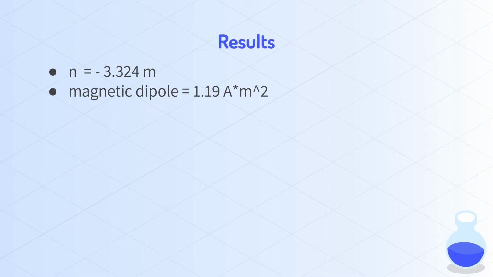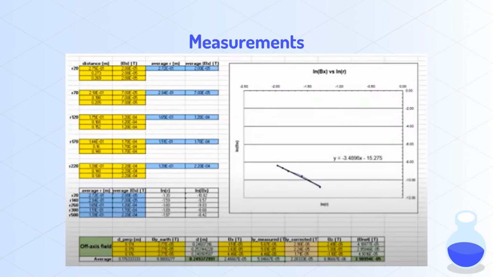Now, for the results of this lab. n was equal to negative 3.324, and the magnetic dipole moment was equal to 1.19 amperes times meters squared. Now, let's move on to the measurements and calculations section.